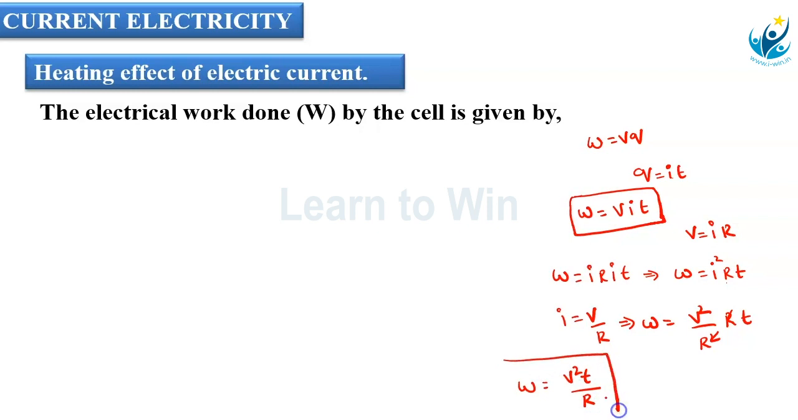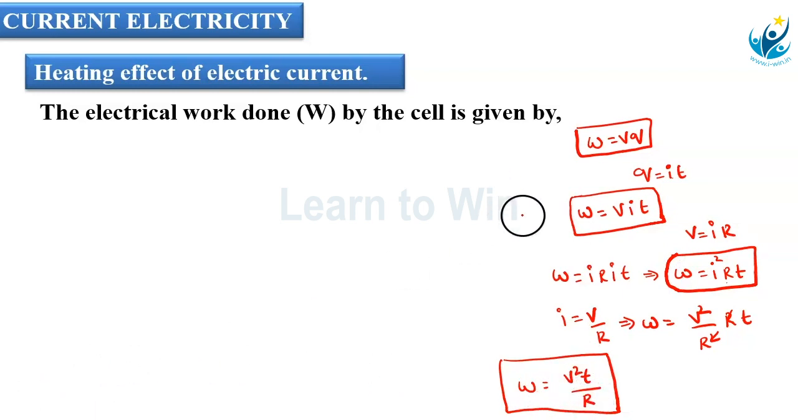Like that, different forms of work done by the cell. One is W equal to VQ. Second one is W equal to VIT. Third one is W is I square RT. Fourth one is W is equal to V square T by R. These all are the expressions for work done by the cell.